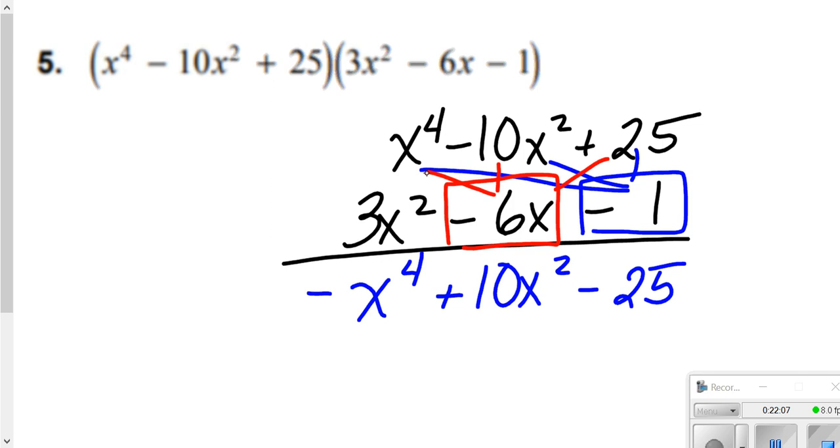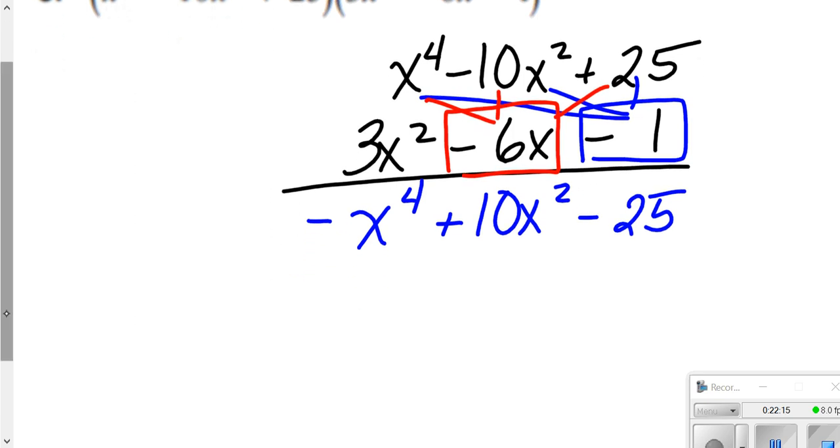I invite you to pause at this point, come back in a quick sec when you have that next line figured out. What you're going to do is write your answers in the next row of work, just right underneath, but at the same time match up the like terms. If nothing matches, write it off to the side.